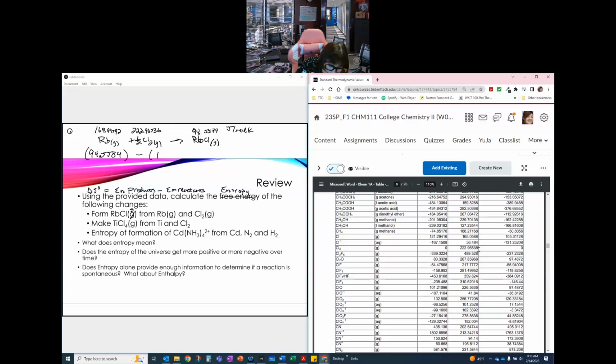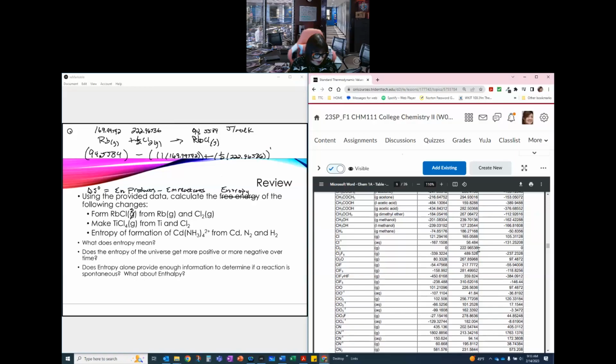So I have 1 mole times the 169.99592 plus half a mole of 222.96536. Now remember that it is half of that, and that's because of the stoichiometry that we put in front of that Cl2. We have to multiply by that stoichiometry for this math to work. Okay, so that's the value that I'm going to be looking for.